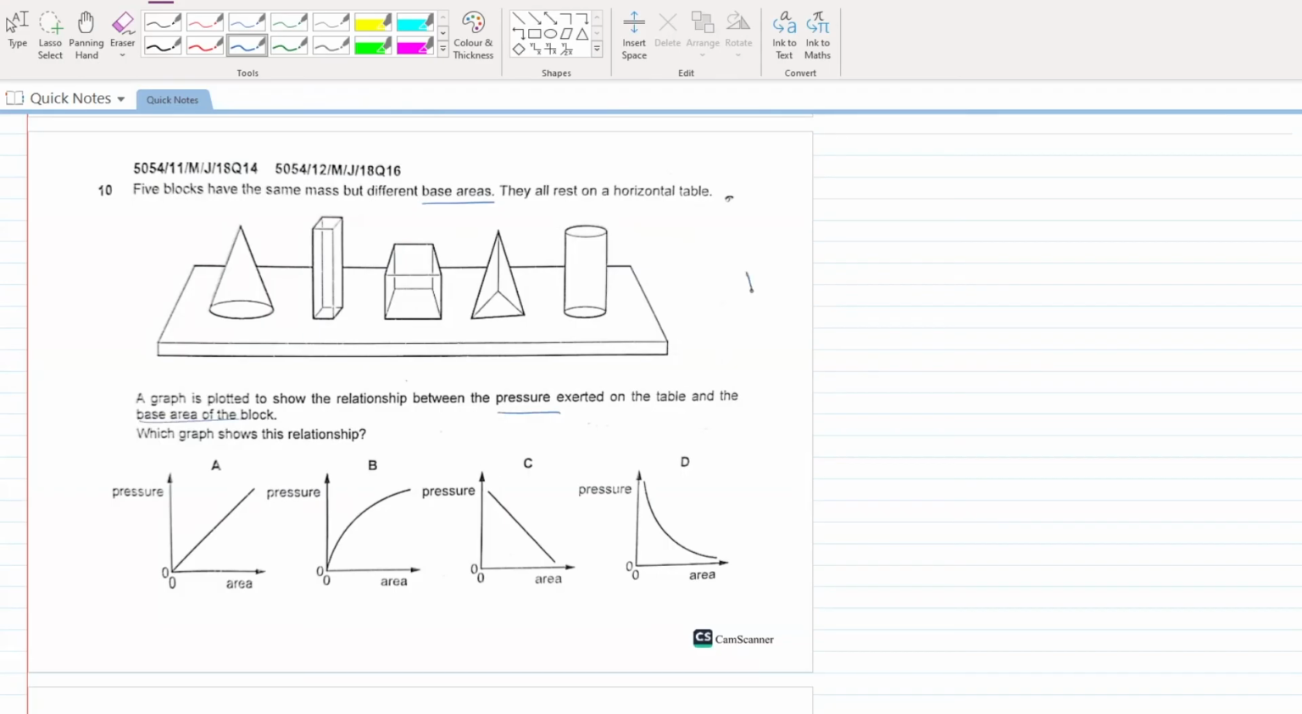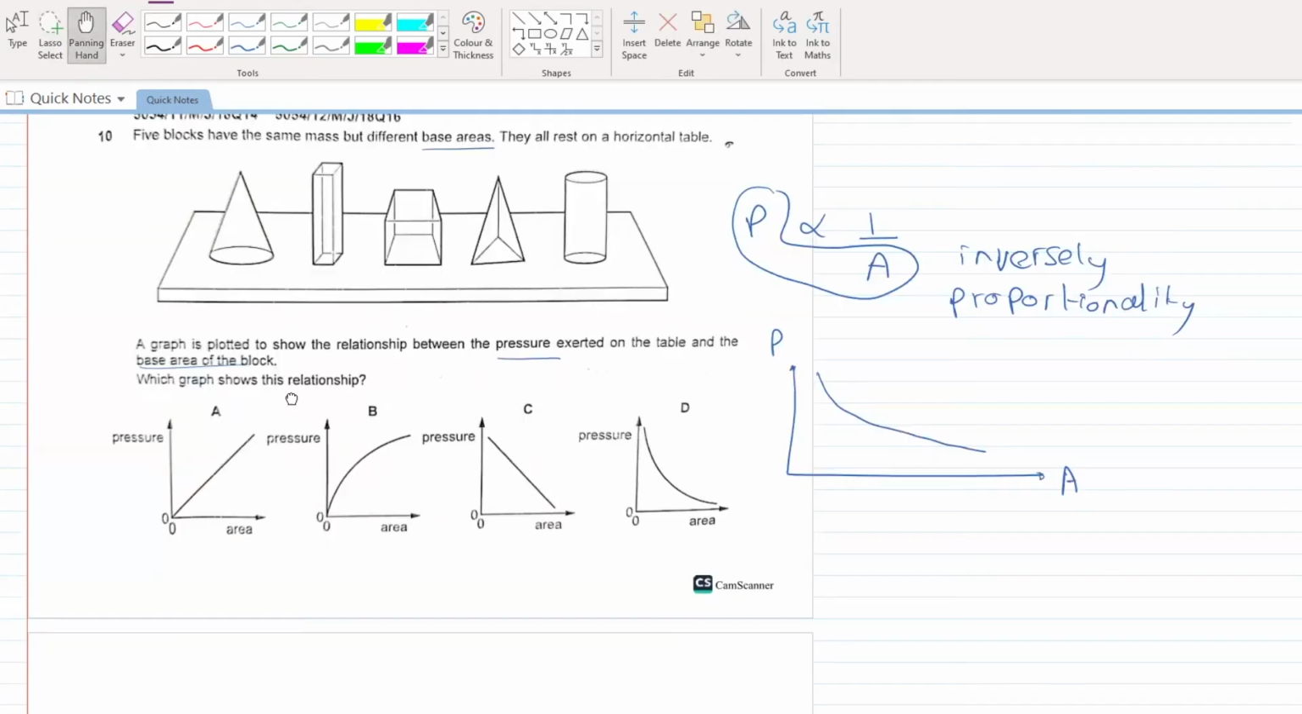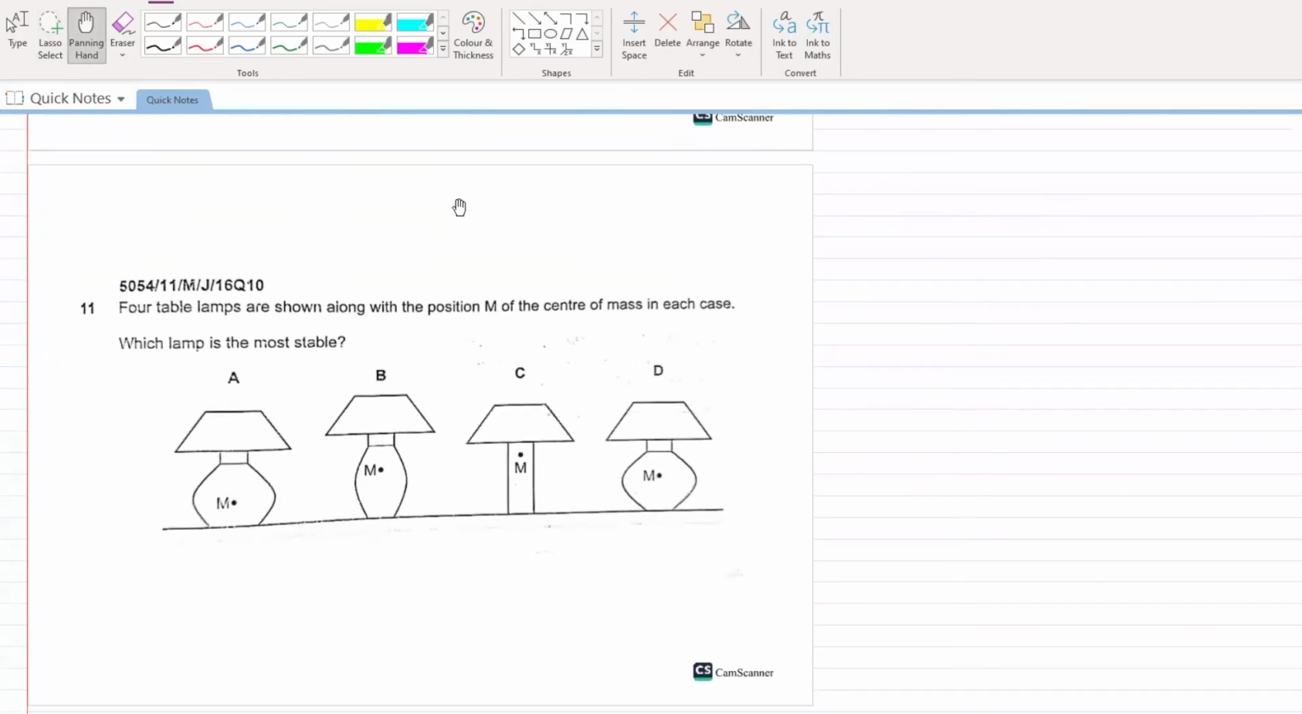So this is a pressure versus area graph for a solid. What do we know? Pressure and area are inversely proportional. And what type of graph does inverse proportionality make? Let's say this is pressure. Let's say this is area. Inverse proportionality will always make a curve like this. So is there any option like that? D is your answer. Let's move on to the next one.